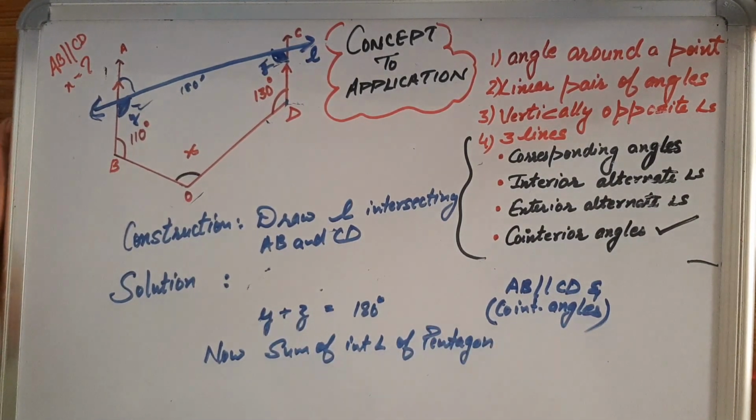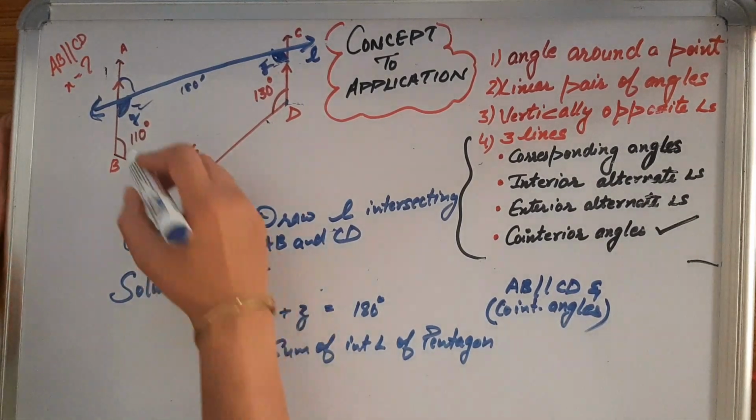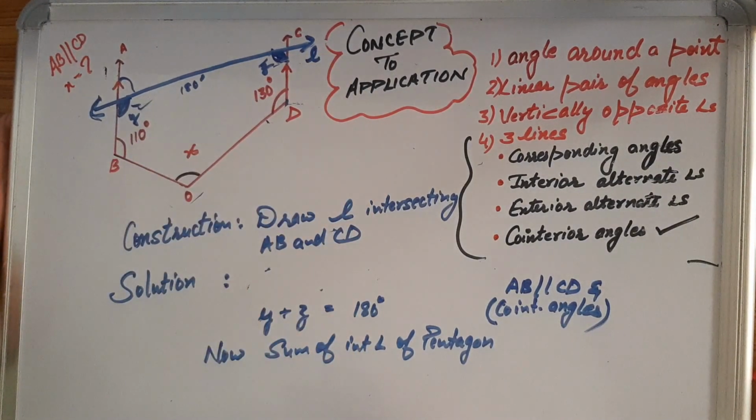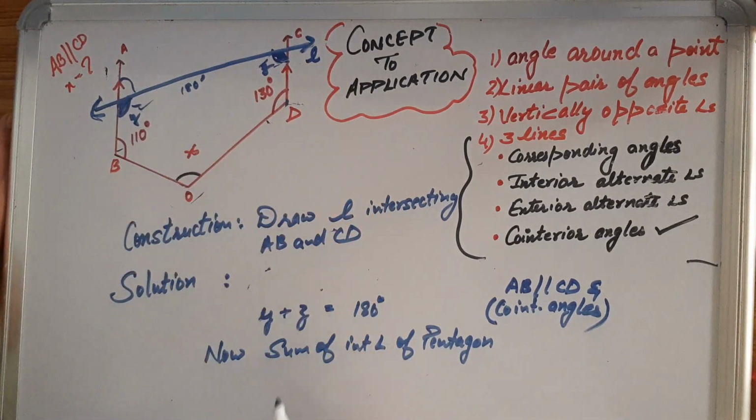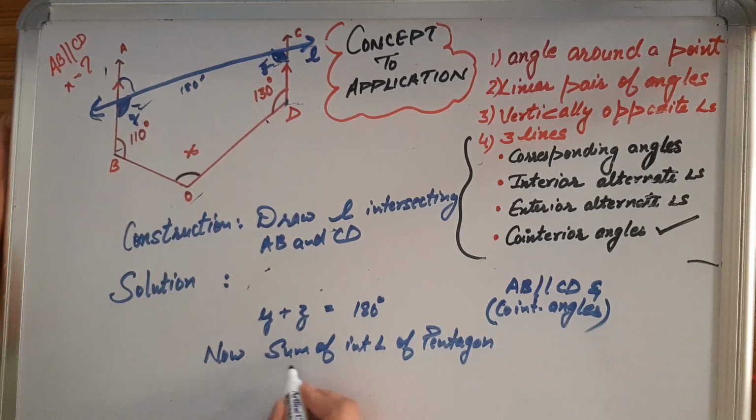If you remember, what did we do in class 8? This is a pentagon, a 5-sided figure. How many triangles can be made inside it? That depends upon how many diagonals you can make inside it. The sum of interior angles depends upon how many triangles. So how many triangles can you make in a pentagon?